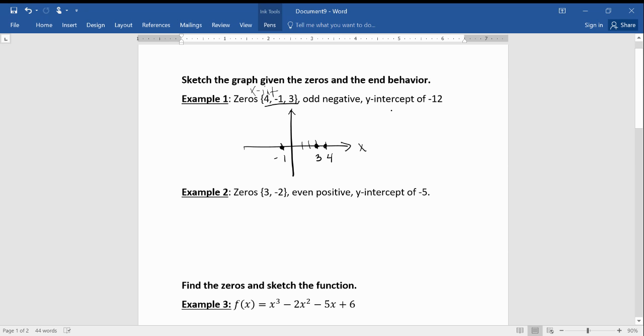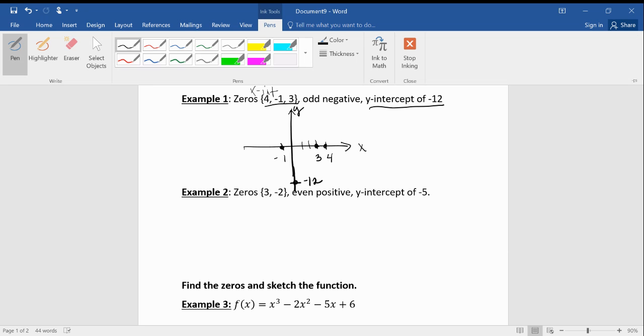Now, it would be nice to know where it touches the y-axis, and it does tell us it's at -12. Now, here's what I'm talking about. This is way down here on the y-axis, and it's a little bit annoying sometimes to have to do that many tick marks. So I'm totally okay with you just eyeballing it and putting a line there and then writing -12. That's fine.